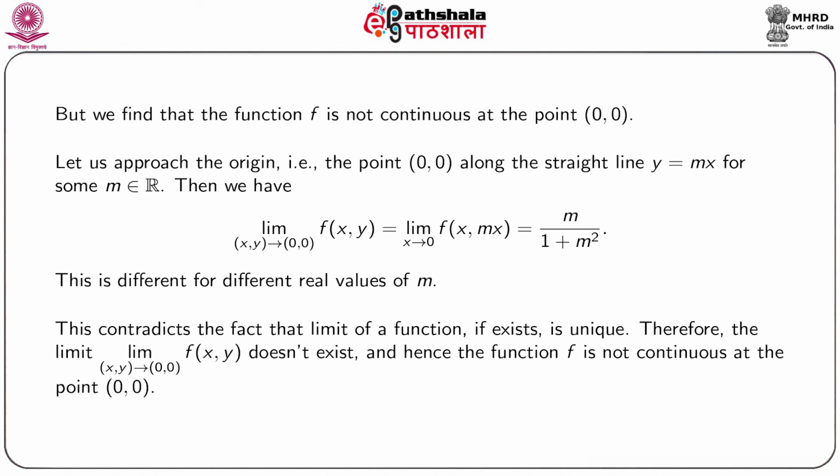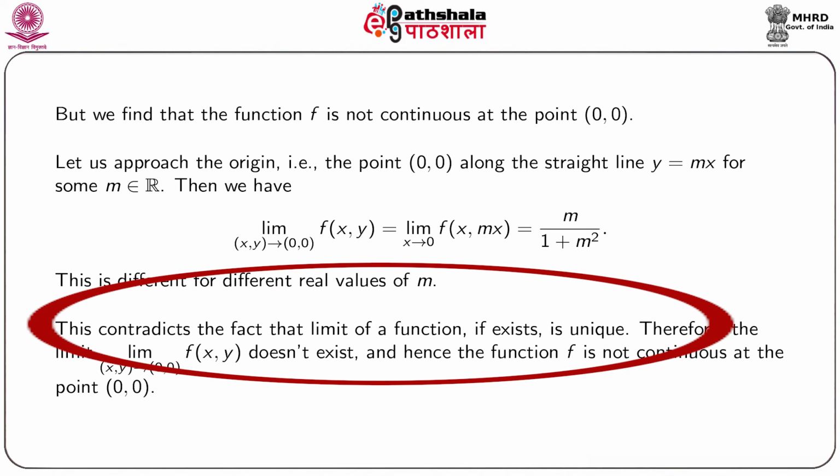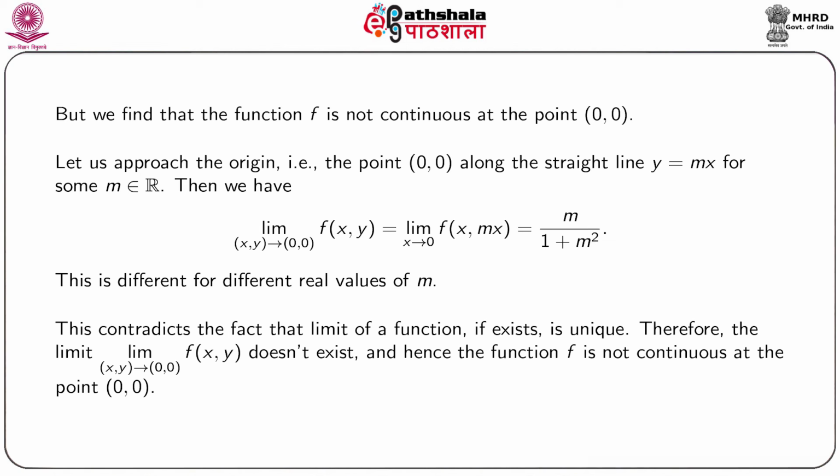But we find that f is not continuous at the point (0,0). To show this, we approach the origin along any straight line y equal to mx, and we find that the limit of f(x,y) as (x,y) approaches origin is m by 1 plus m squared, which has different values for different values of m. This contradicts the uniqueness of the limit of a function. So, the limit of f(x,y) as (x,y) approaches origin does not exist, so the question of continuity does not come.